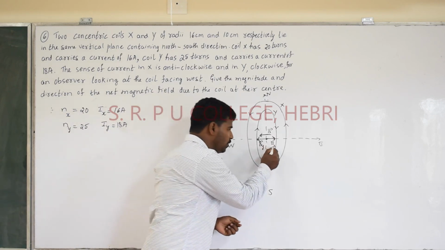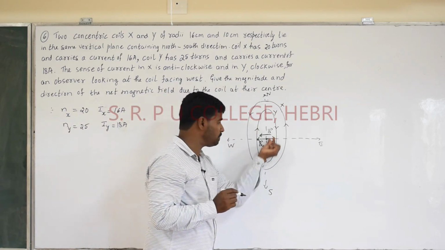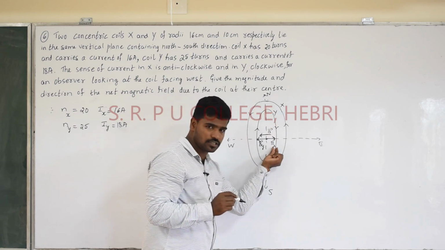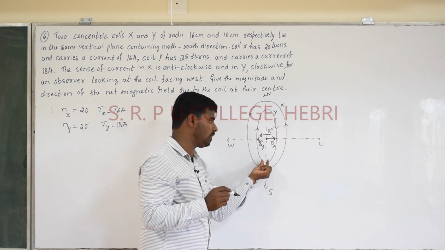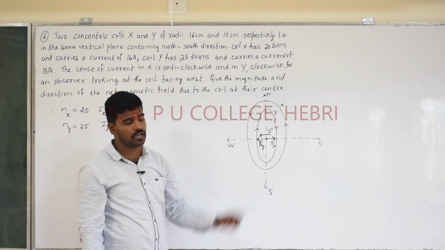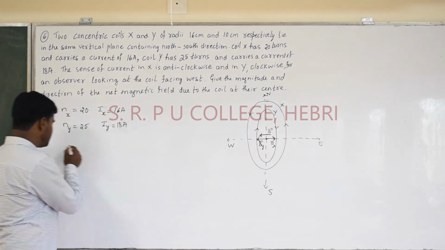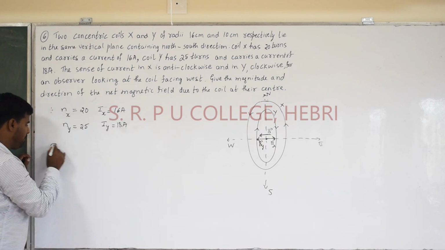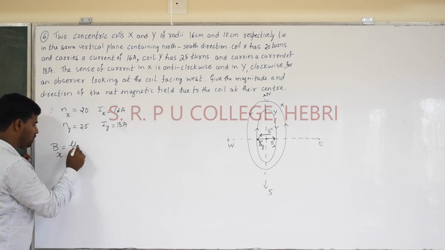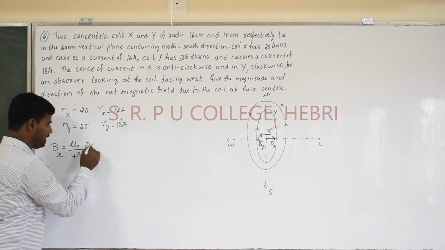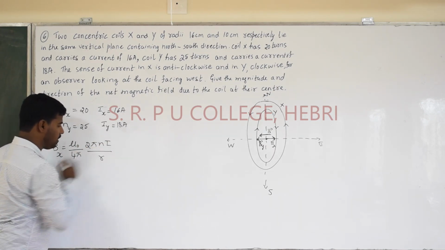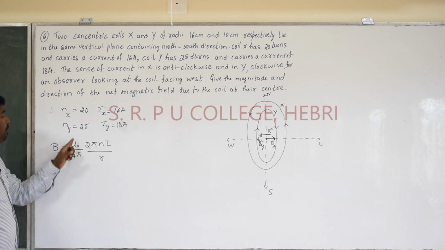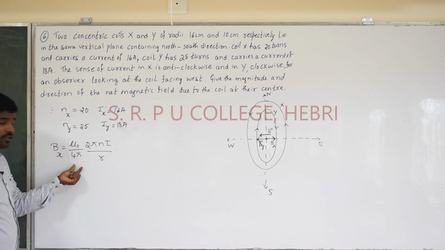The magnetic field due to the coil X, expressed by B_X, is in an outward direction. Is it clear? Since the sense of current is anticlockwise in X, and Y has current in the clockwise direction, the magnetic field at the center due to coil X is B_X equal to mu naught divided by 4 pi times 2 pi N I divided by R. By simplification you can also write it directly, but mu naught divided by 4 pi is a constant. That is the reason we write it like this.